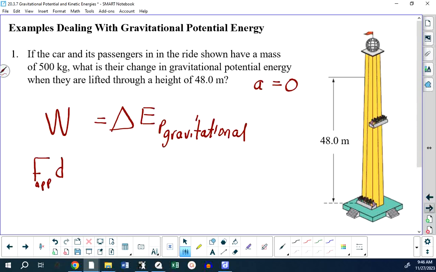Why are we assuming acceleration equals zero? Because we're asked for the change in gravitational potential energy. There's no kinetic energy change. So this is going to be m times g times d. Well, we can calculate that.